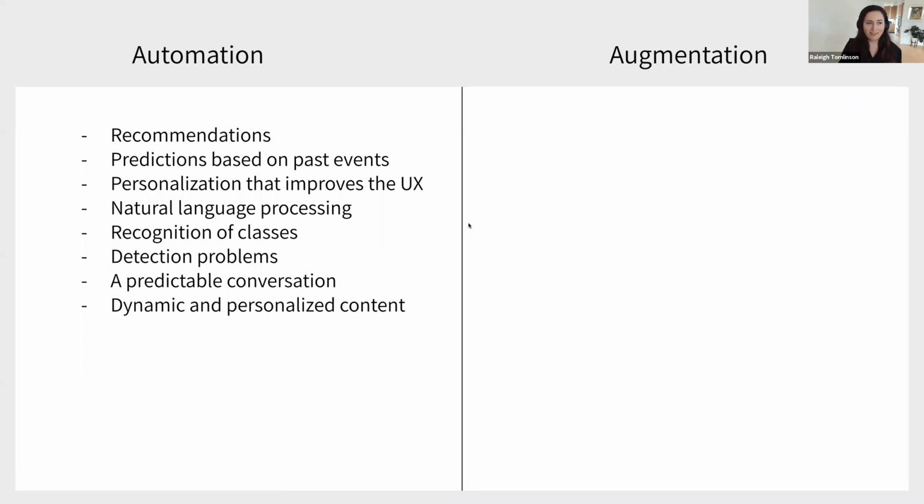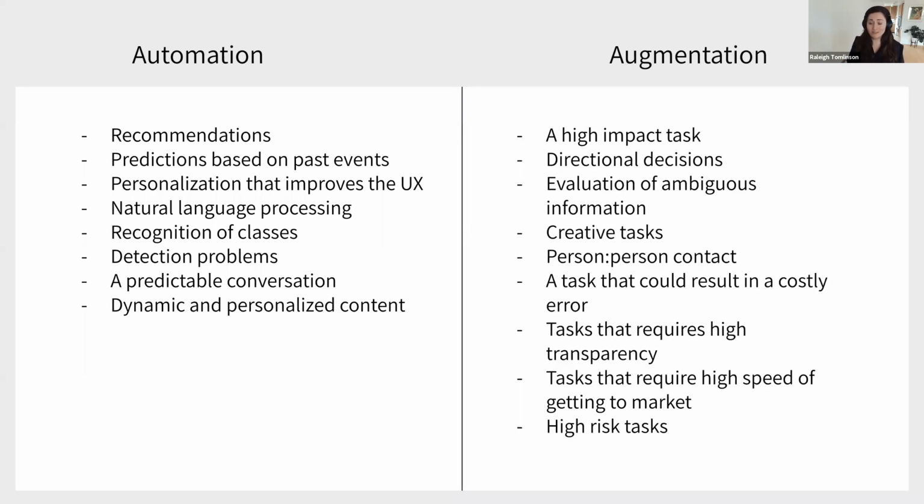So to just say that in a simpler format. I've got 5 minutes left, a little bit of time. So these are some of the things that automation is great for. I've kind of gone through this a little bit: predictions, recommendations, personalization, natural language processing, recognition of classes, detection, predictable conversations. And augmentation: high impact tasks, directional decisions, ambiguous information, evaluation of that, things that not everyone agrees on right off the bat, creative tasks, any type of person-to-person contact.